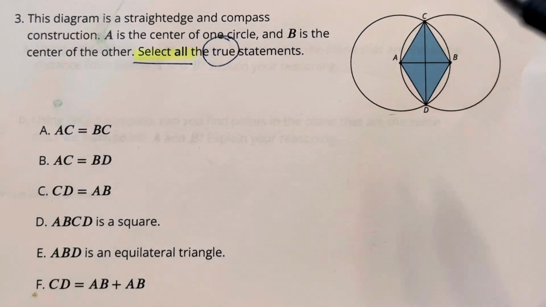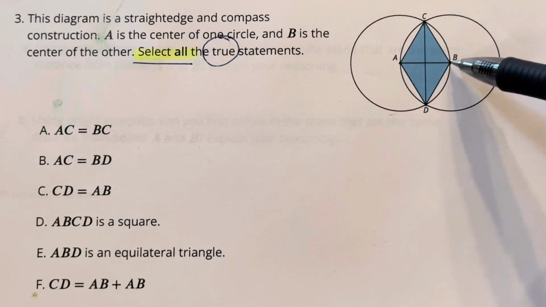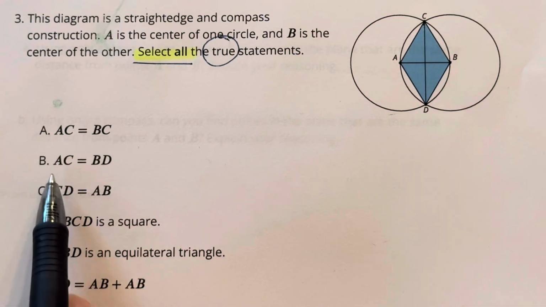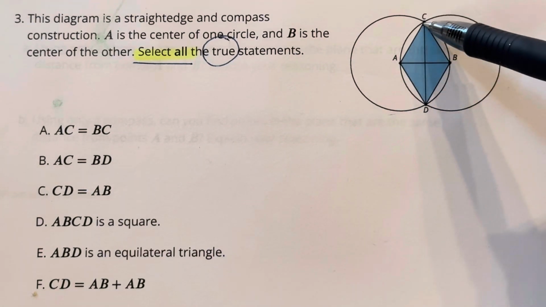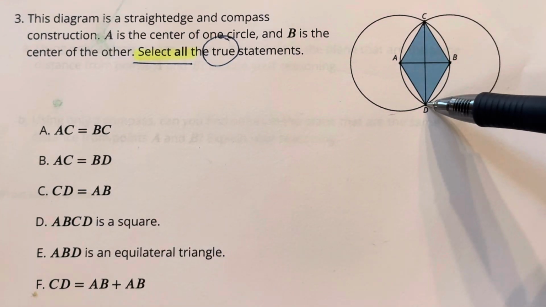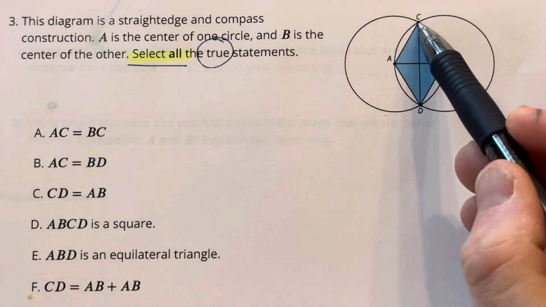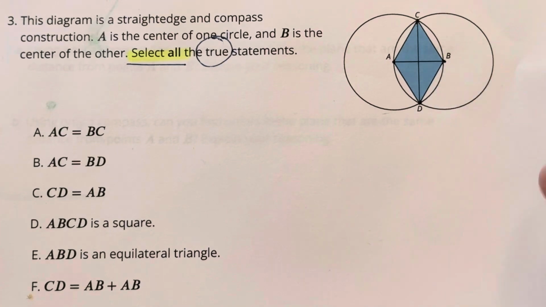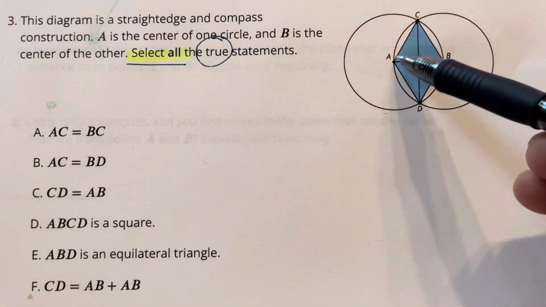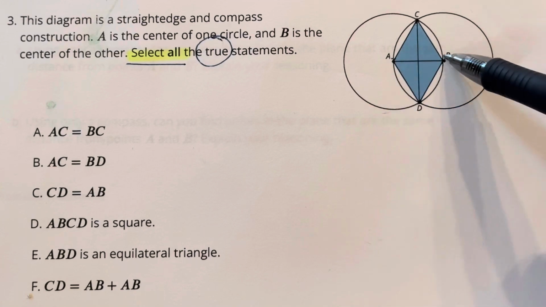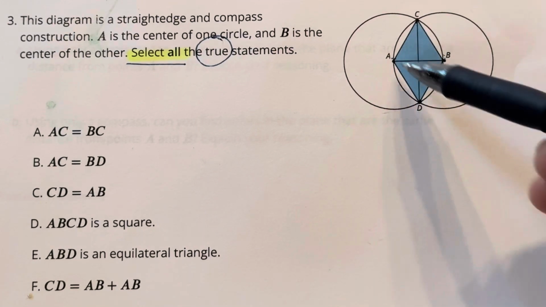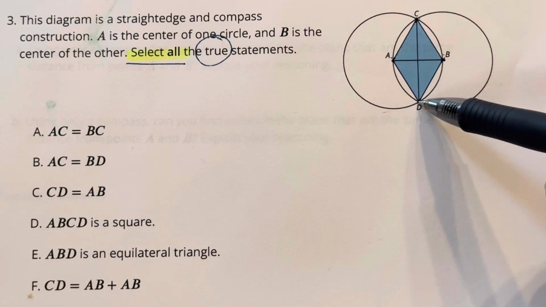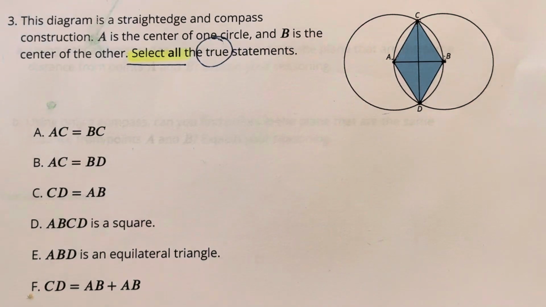Okay, let's just look at them. Does AC equal BC? That's A. Let's look at B. Does AC equal BD? Let's look at C. Does CD equal AB? Let's look at D. A, B, C, D. Well, look at the order. First of all, you want to go in order when you're talking about a square. They're going across and then up and then across. That's kind of weird. That's a first indicator.